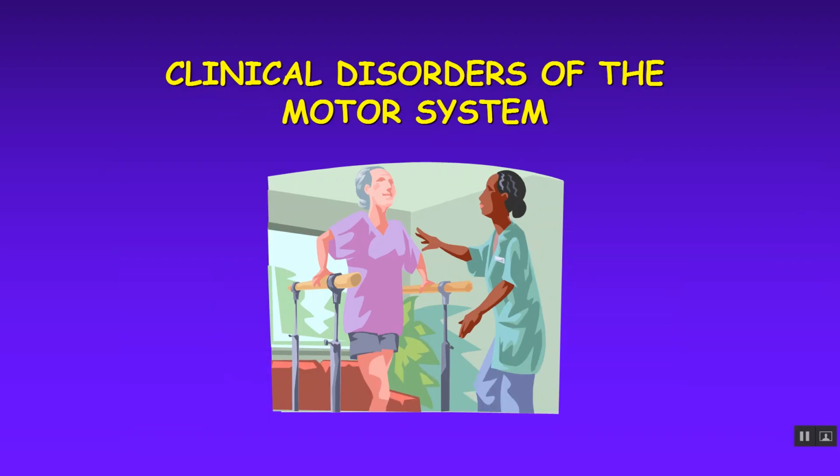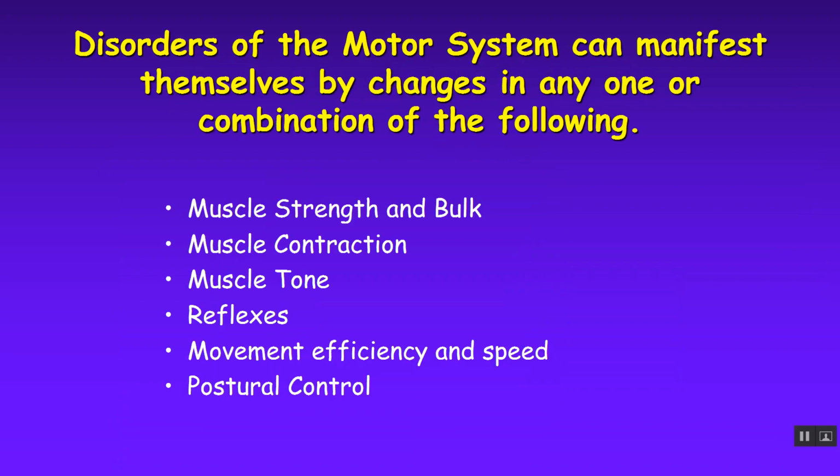So we are on clinical disorders of the motor system. Disorders of the motor system can cause a number of things or a combination of the following. This is how your book talks about it. Obviously, the number one thing you will see when somebody has a neurologic disorder, the most common symptom of a neurologic disorder, is muscle weakness.